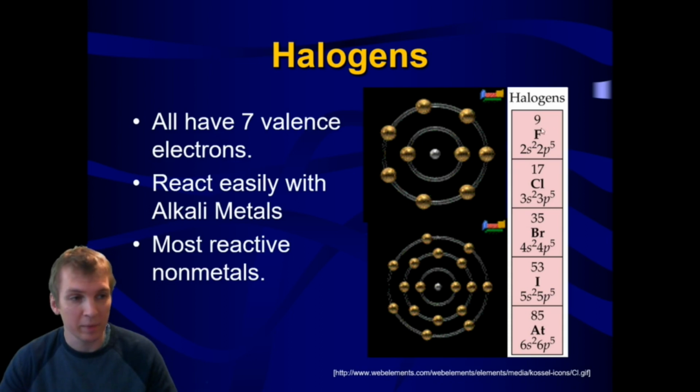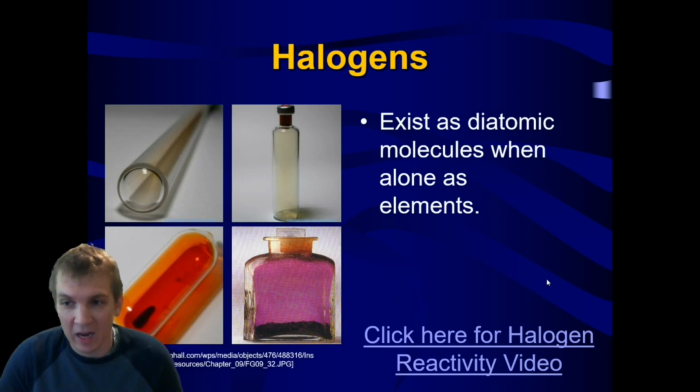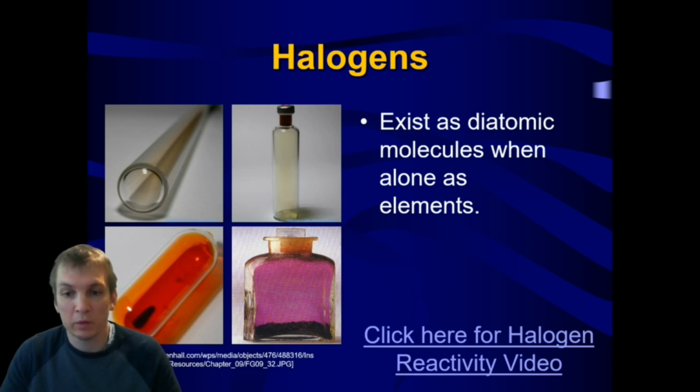Fluorine by far being the most reactive, chlorine, bromine, so on and so forth. These also exist as diatomic molecules when alone as elements. Like I mentioned before, I'll talk about what it means to be diatomic, but basically they exist only in pairs. So bromine cannot be Br by itself. When it's just by itself as a gas, for instance, like this bromine gas over here, it's going to be listed as Br2. Same thing with fluorine and chlorine and all of these different halogens.